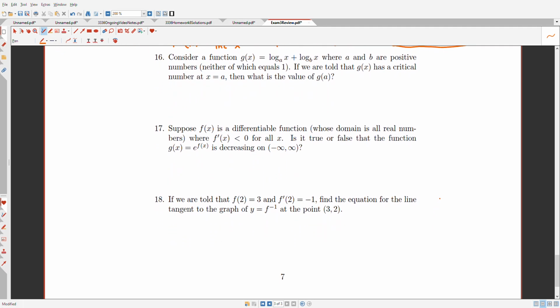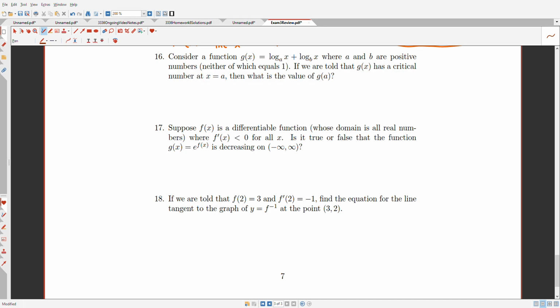Question 16 seems a little weird, or at least it does to me, but it turns out not to be so bad. So let me read carefully what it says. It says, consider a function g of x, which is the log base a of x plus the log base b of x. And a and b are, of course, positive numbers, and neither one is 1. If we are told that g of x has a critical number at x equals a, then what is the value of g of a?